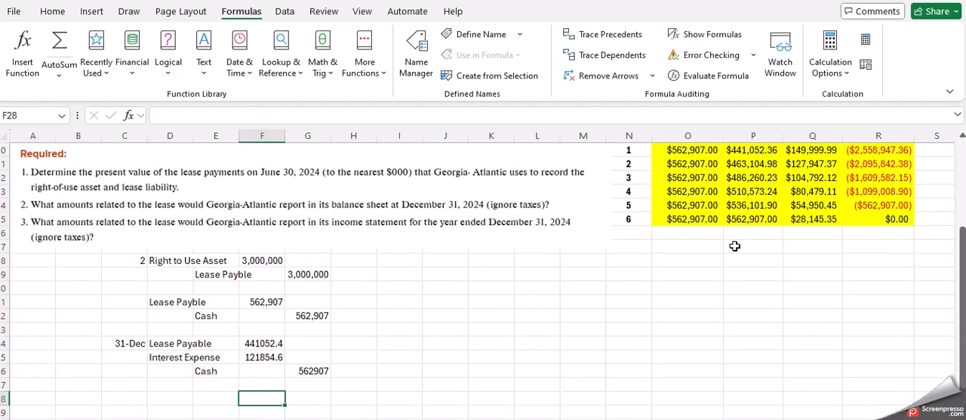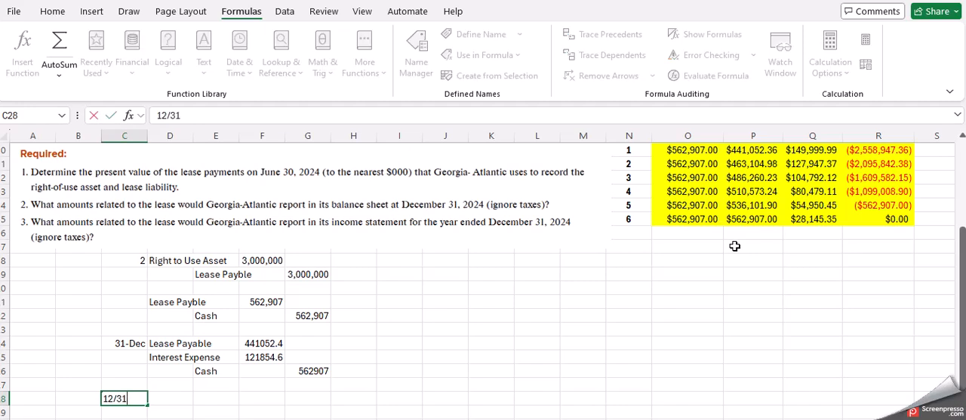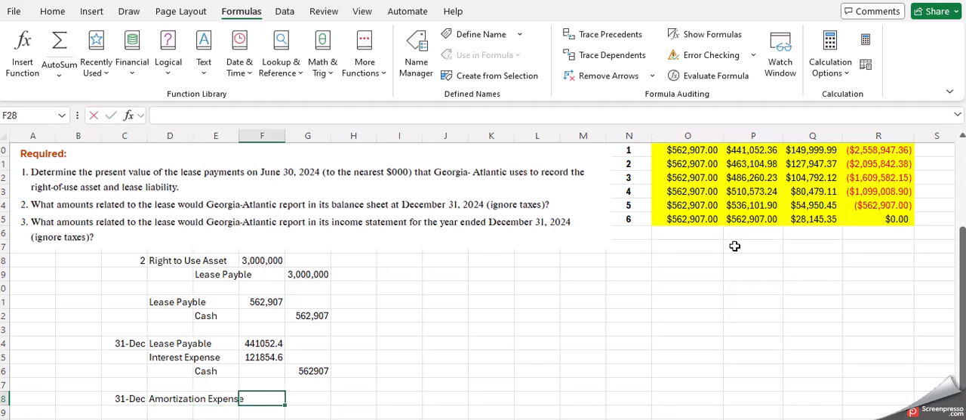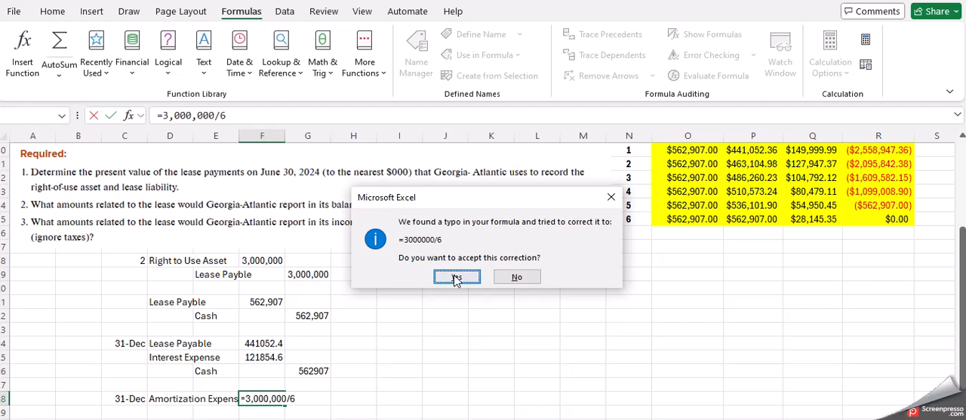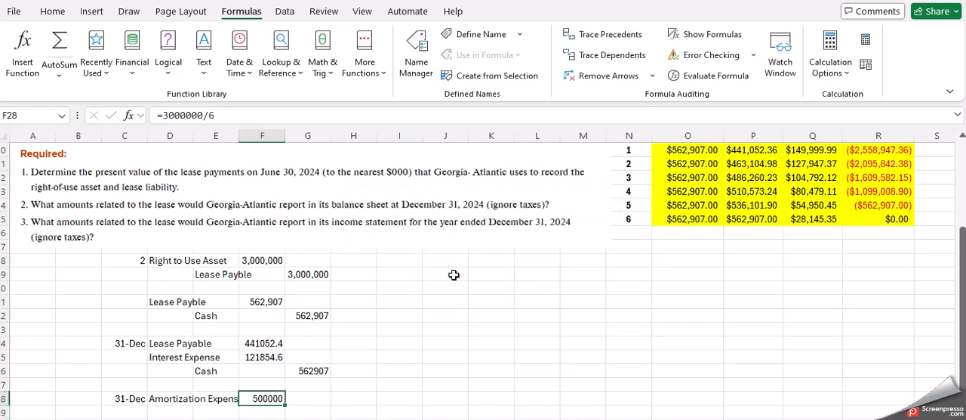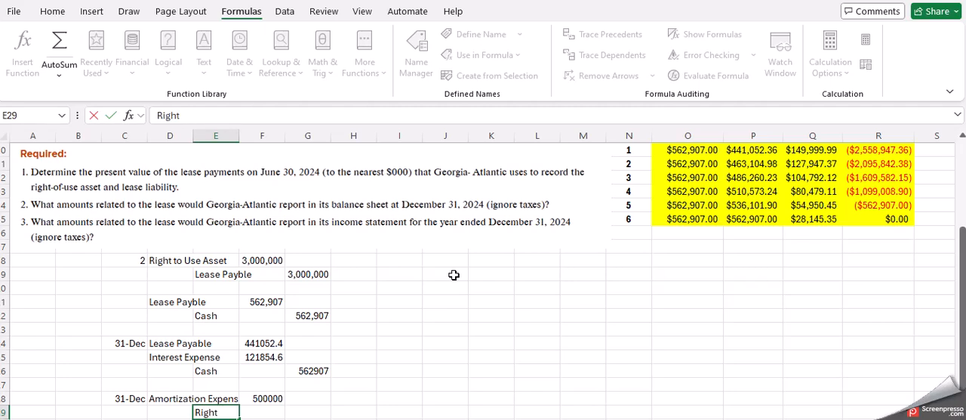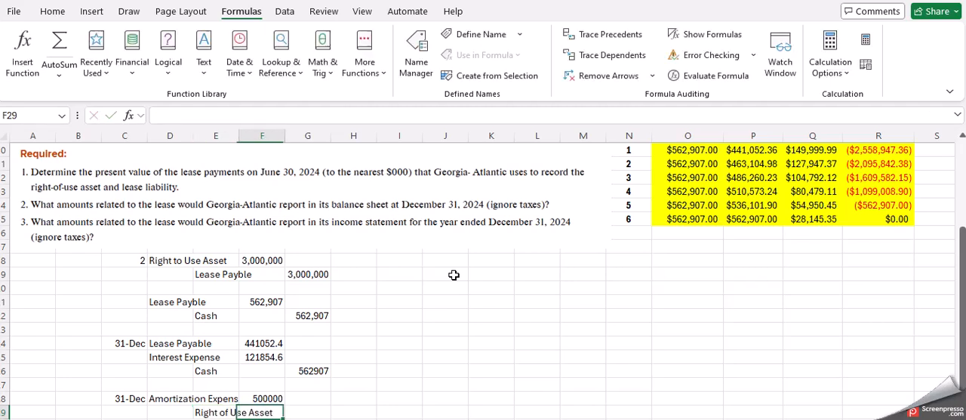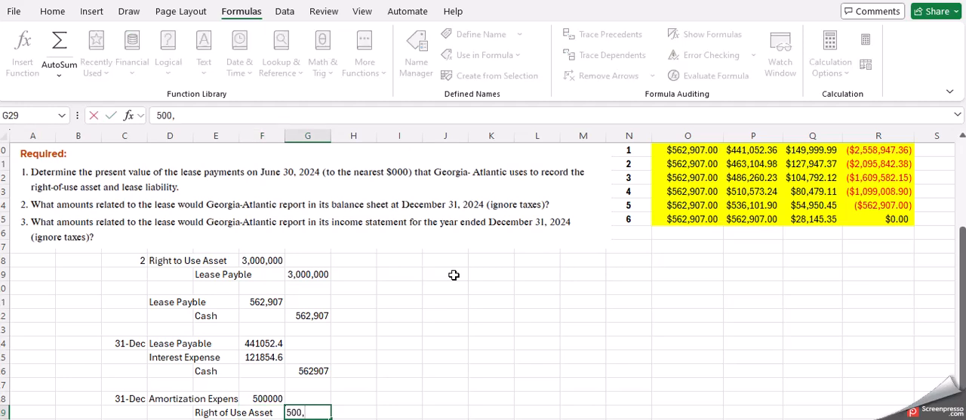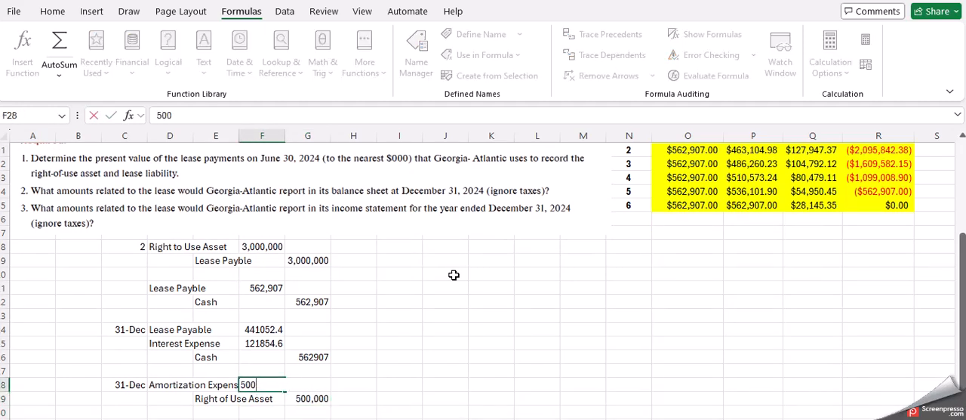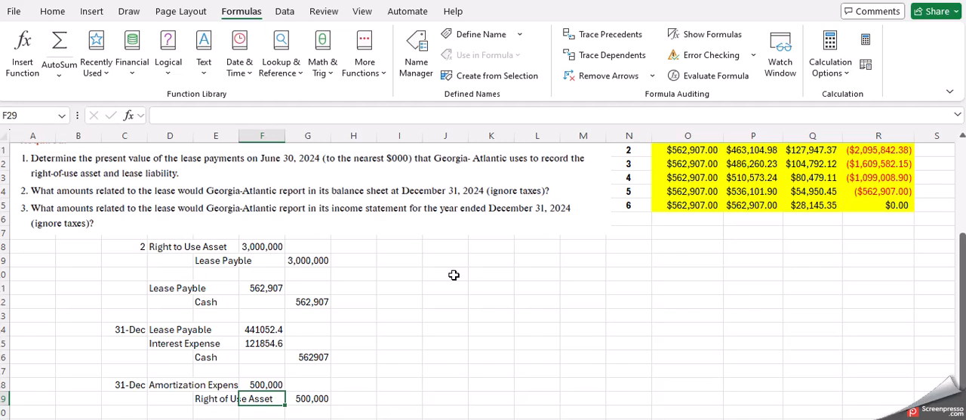Then the other thing that they do as the lessee is they amortize it. So they're going to debit amortization expense for the $3 million, and then they're going to divide that by the 6 payments. So that's going to be $500,000 a year, and then they're going to credit the right of use asset. So those would be their entries.